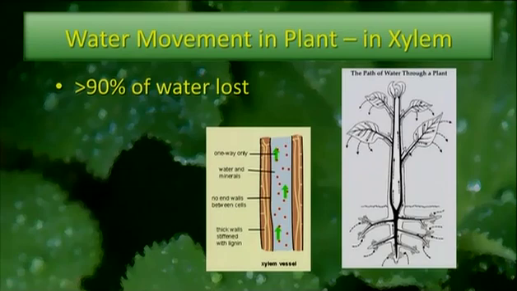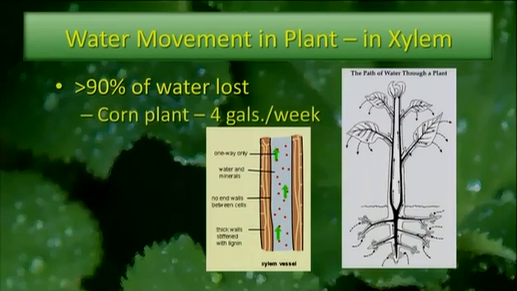So more than 90% of water that is taken up by the roots can be lost by the plant. One corn plant can actually transpire 4 gallons of water a week. An acre of corn can transpire 350,000 gallons of water in a 100-day growing period.